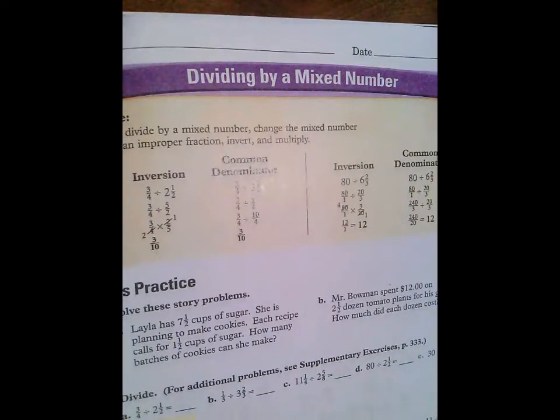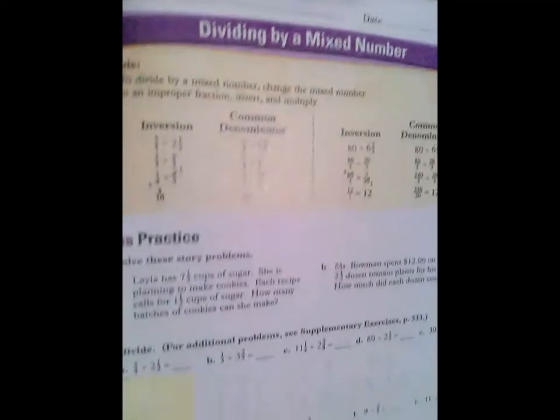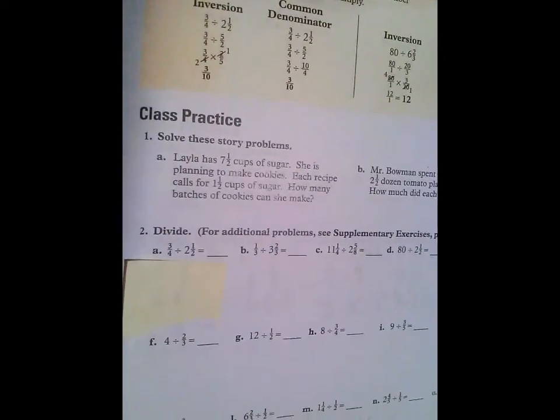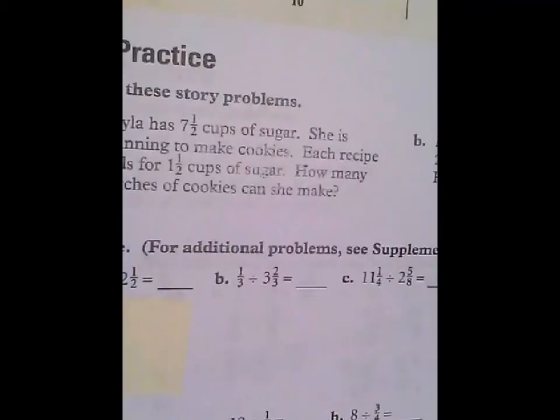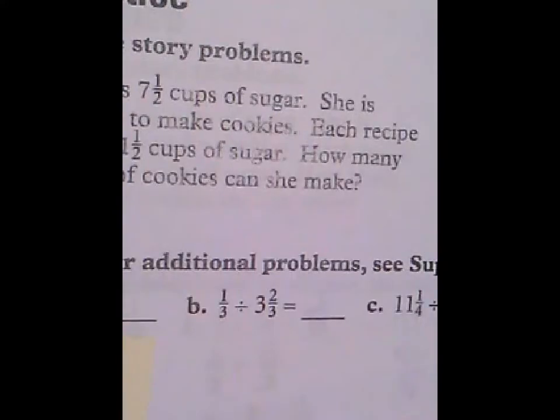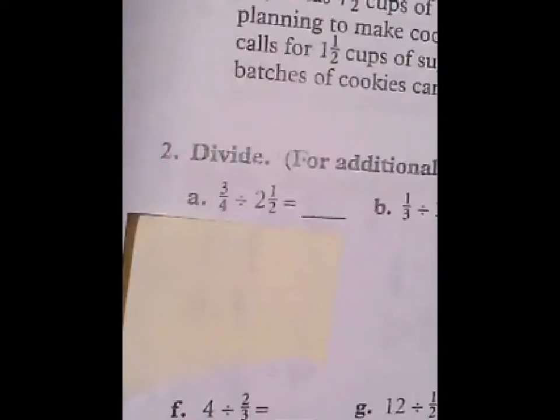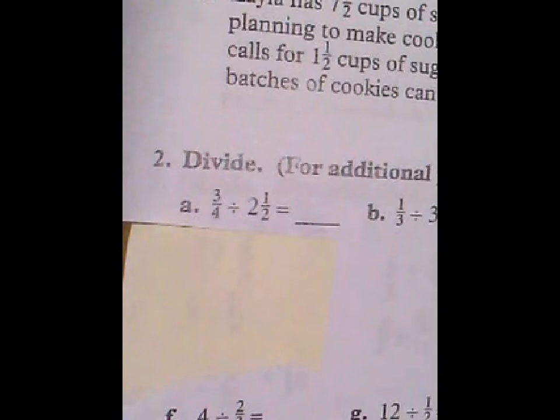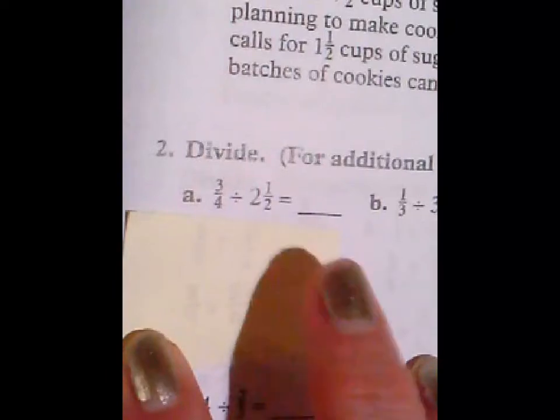So we're on page 233, and we're going to go straight down to number 2 and start working on this. I'm going to go ahead and blow that up a little bigger for us, make it easier to see. Okay, scooching on over. And ignore my little yellow paper because I made a mistake. 3/4 divided by 2 1/2. So what we're going to do is change 2 1/2 to an improper fraction.